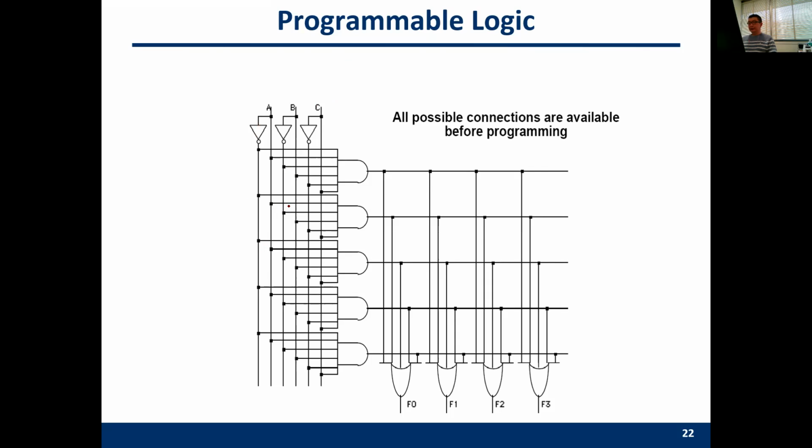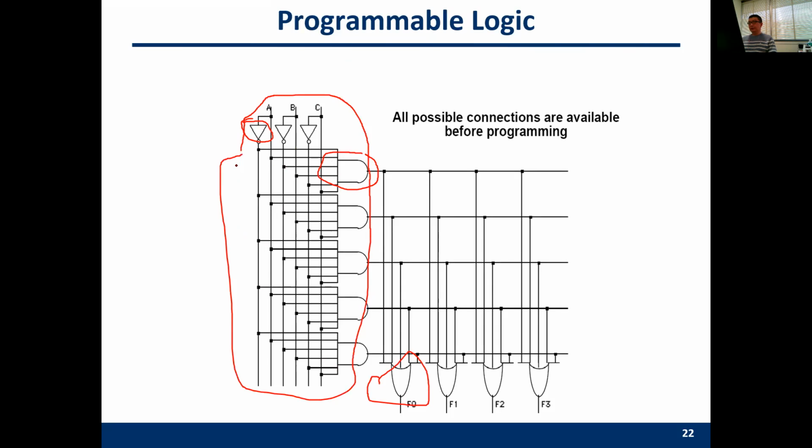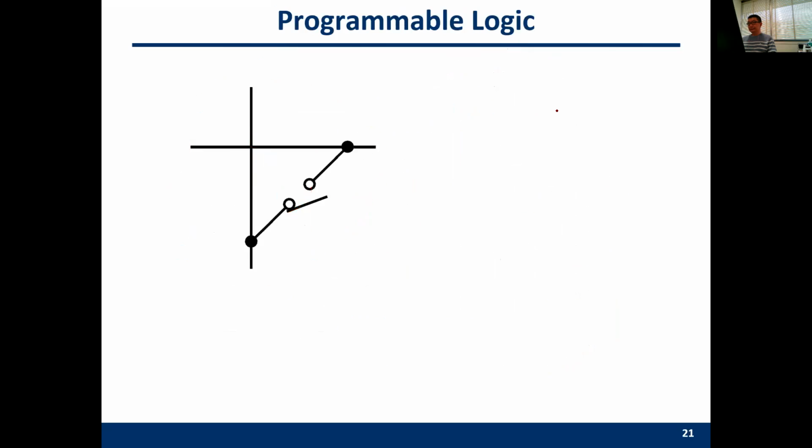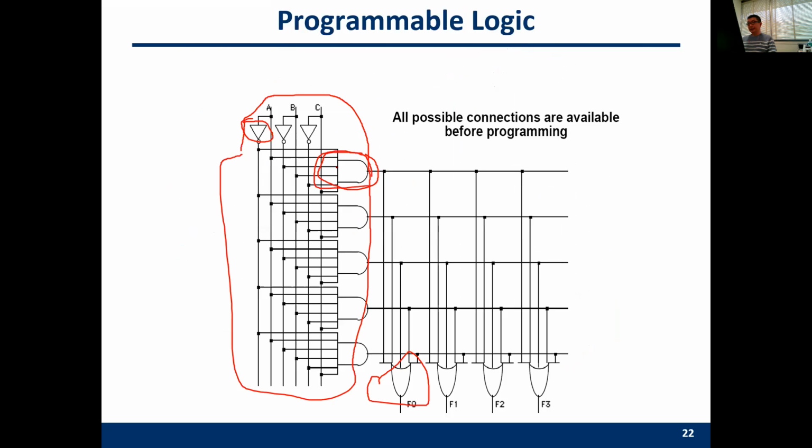In this programmable logic example, we have NOT gates, we have AND gates, we also have some OR gates. So you can review this part. This part is actually a so-called decoder. It's different from a decoder because for the decoder, these are the AND gates. And here are also some AND gates, but you have more connections here. And these connections are reconfigurable.